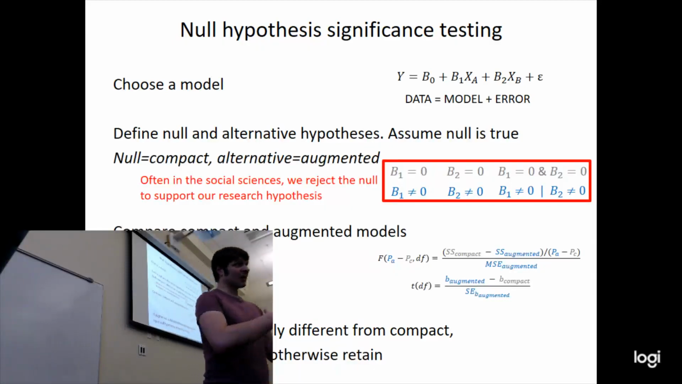Once again, you don't have to do null hypothesis significance testing this way. This is often the way social scientists do it. They assume that some parameter is zero, that's the null hypothesis. And then the thing that they take as supportive of the theory is that it's not zero. Everybody home?